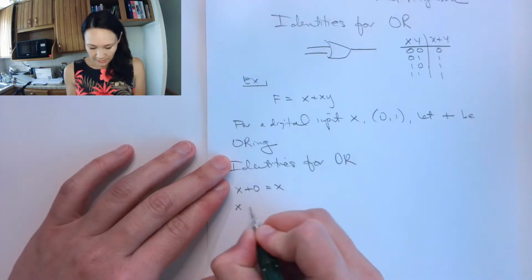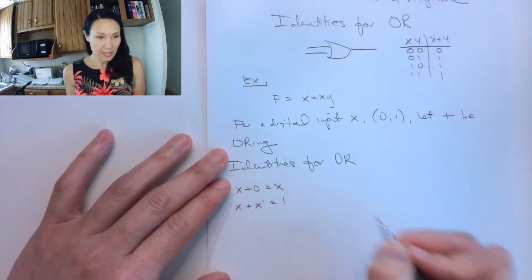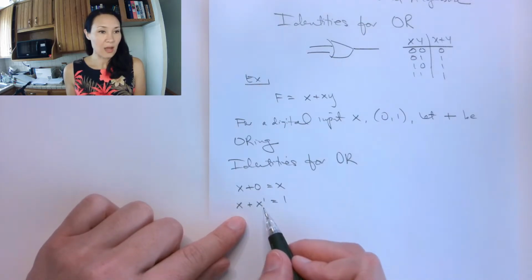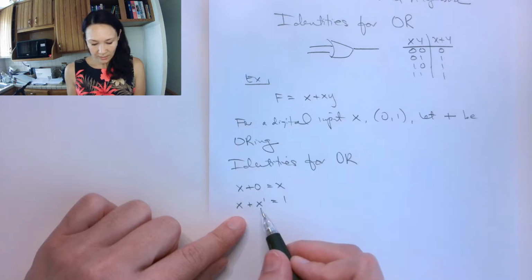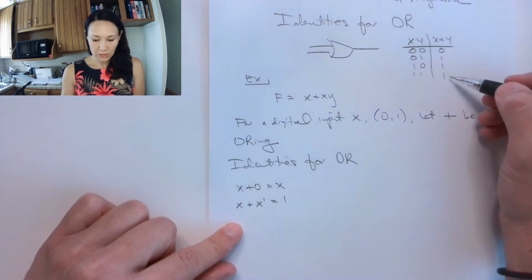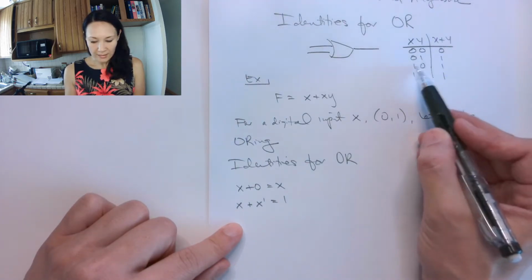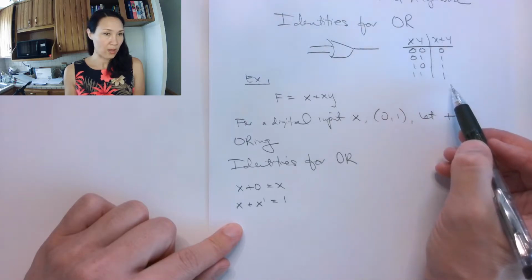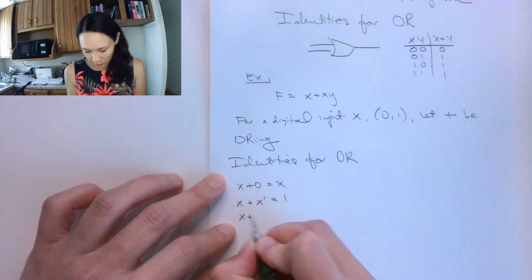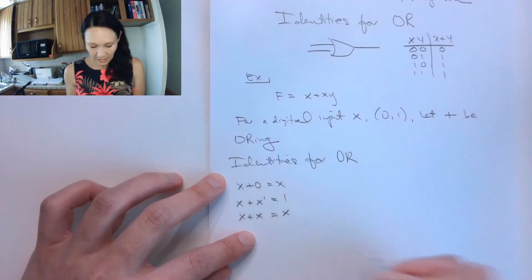The next one is that if we have x and we OR that with its inverse, we're always going to get 1. And that's because no matter what x is, if it's 0, then x naught will be 1. If x is 1, then x naught will be 0. So one of them is going to be 1. We know from this truth table that if there's a 1 as any of these inputs, then we're always going to get a 1 on our output for OR. So the next one is, how about if we take x and we OR it with itself? In this case, we're just going to get x.